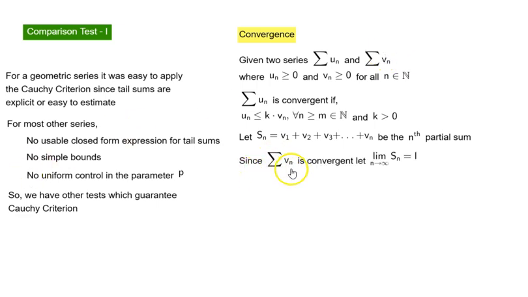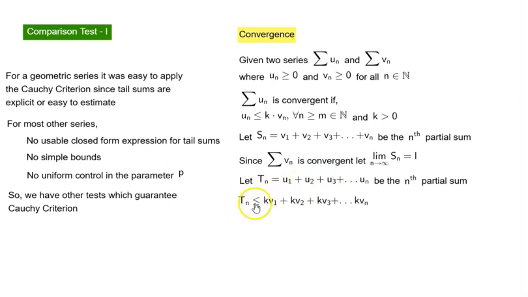Since the series v sub n is convergent, let the limit as n goes to infinity of s sub n be equal to L. Let t sub n equal to u1 plus u2 plus u3 up to u sub n be the nth partial sum of the u series. Now, t sub n is less than or equal to, because we already have that u sub n is less than or equal to k times v sub n, k times v sub 1 plus k times v sub 2 plus k times v sub 3 plus up to k times v sub n.